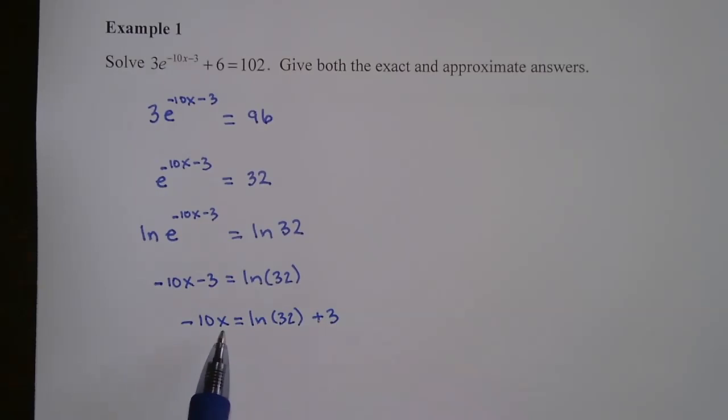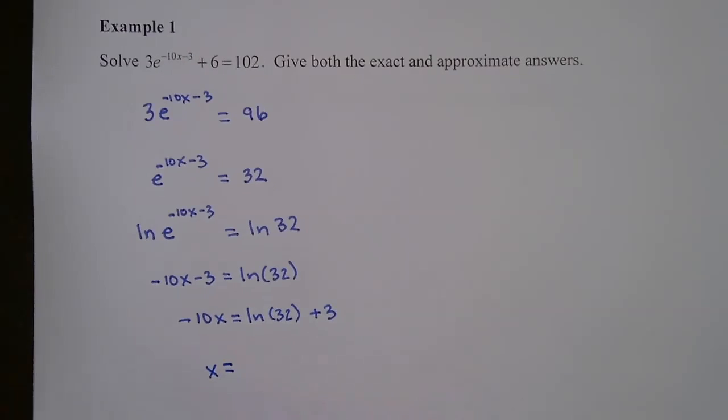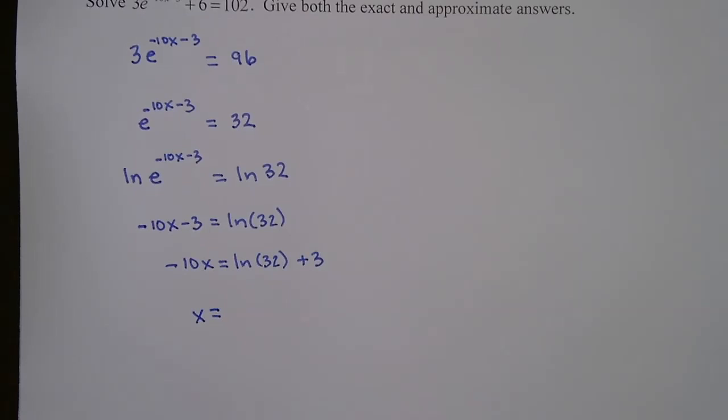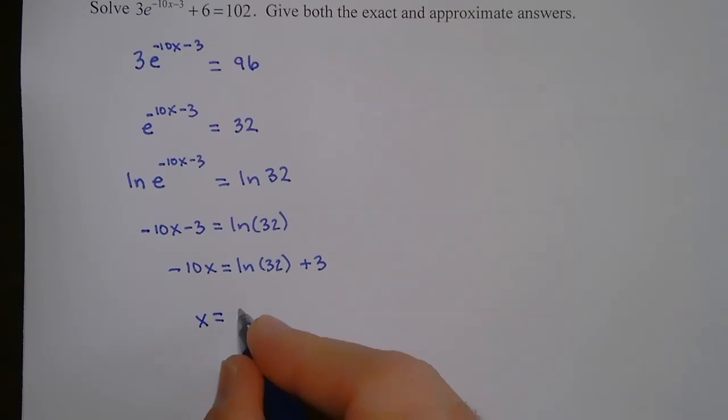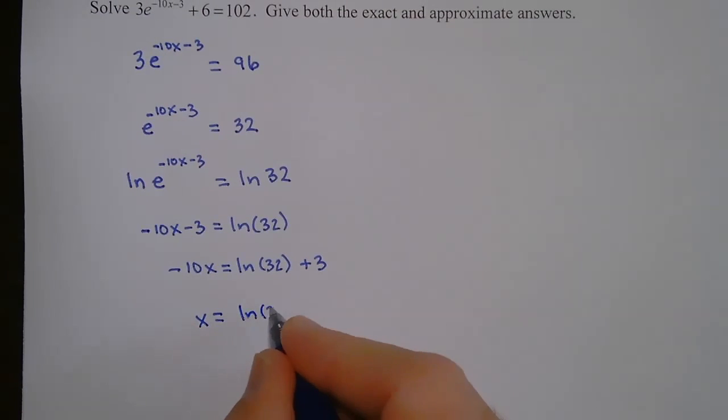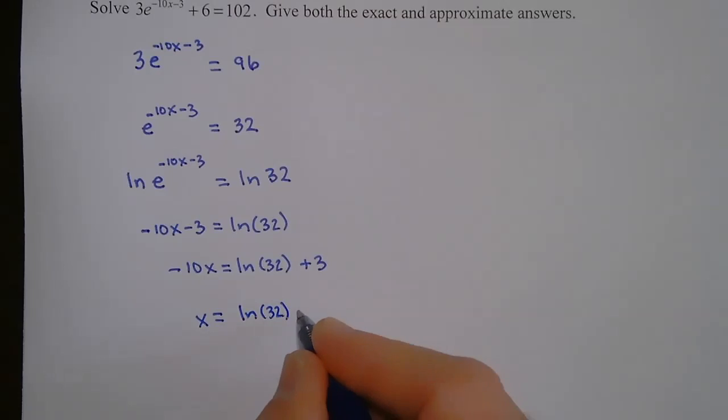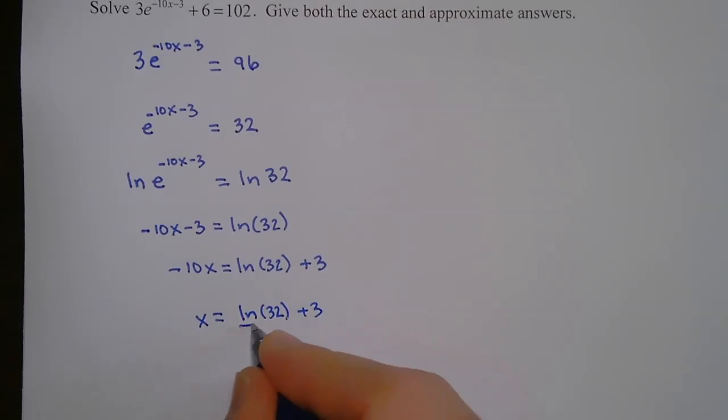And then now we're multiplying x by negative 10. So the next step is divide by negative 10. So x would equal, and I'm going to slide it up a little bit, guys, x would equal the natural log of 32 plus 3 all over negative 10. Okay, and then we could put that into our calculator and get an approximate answer.